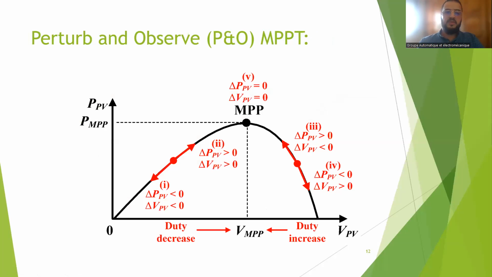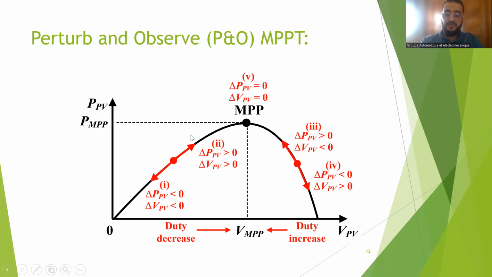Let's talk about the perturb and observe MPPT technique. Of course, we have an algorithm. We will have an initial value. This initial value will measure the voltage and the current to measure the power. It's P1. Then we increase the voltage. It's P2. We will calculate delta P. If delta P is positive, so we are in this region, so we will increase the voltage.